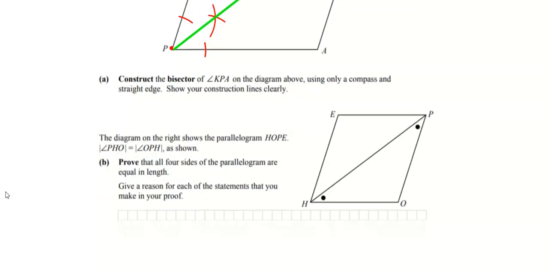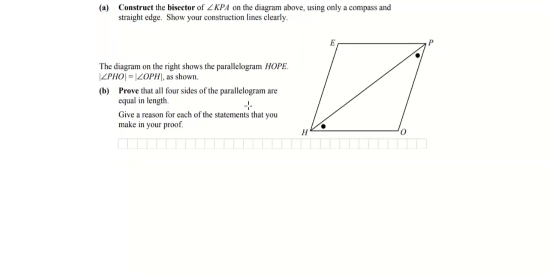Done. The diagram on the right shows the parallelogram HOPE. Prove that all 4 sides of the parallelogram are equal in length. Okay. If we prove they're congruent, okay, the first thing we need to prove here is that it's a parallelogram. Okay, so let's do angle 1, angle 2, angle 3, and angle 4. Okay, I need to prove they're congruent, lads, okay?